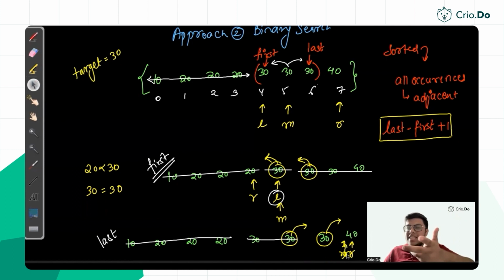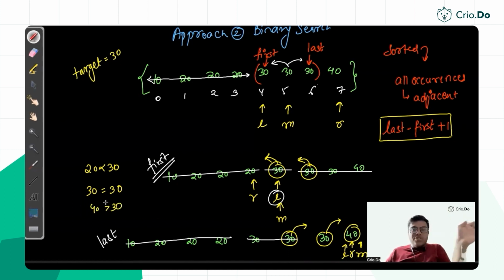I will ask the new mid. The new mid will come out to be 7 plus 7 by 2, that is 7 only. 40. It is greater than 30. If 40 is greater than 30, what should we do? We should go to the left hand side, because it is greater than the target. The target will be in the left only. So as soon as I go to the left hand side, right will become mid minus 1. And if right is becoming mid minus 1, the entire array is done. We are remaining with no element in the search space. The search space is empty now.